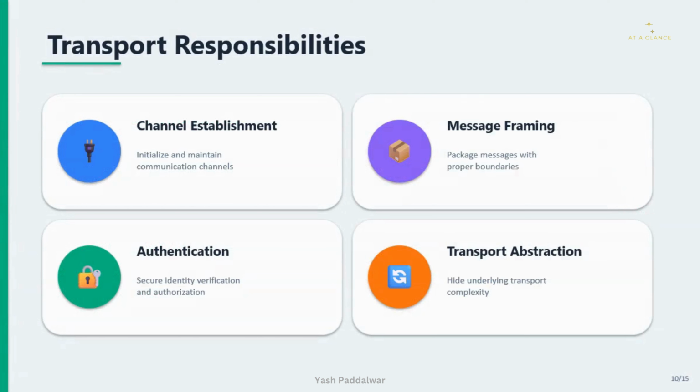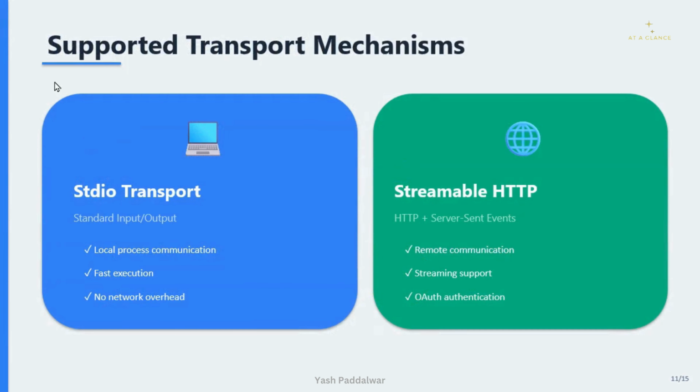Now let's have a look at the transport layer responsibilities. The transport layer handles all the low level communication concerns like channel establishment, message framing, authentication, and transport abstraction. Because of this abstraction, MCP can support new transports in the future without changing the protocol. This is what makes it unique and robust. There are certain supported transport mechanisms in this transport layer. One of them is stdio, that is standard input output, and the next is streamable HTTP. This is HTTP plus server-sent events, that is SSE.